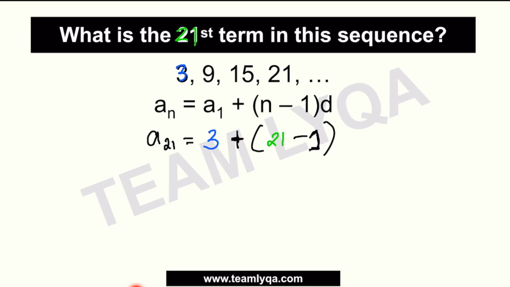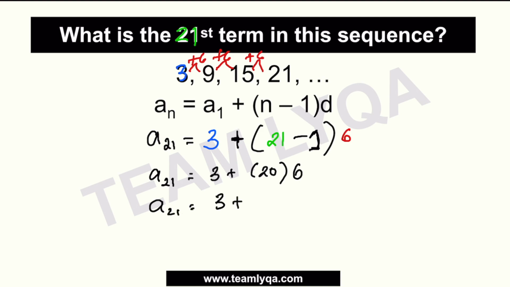Now, ano bang common difference nito? 3 plus 6 is 9. 9 plus 6 is 15. 15 plus 6 is 21. So, ang common difference ay 6. Okay, now that we have all of the information, subukan na natin i-solve. The 21st term is equal to 3 plus 21 minus 1 is 20 times 6. So, the 21st term is equal to 3 plus 20 times 6, which is 120.